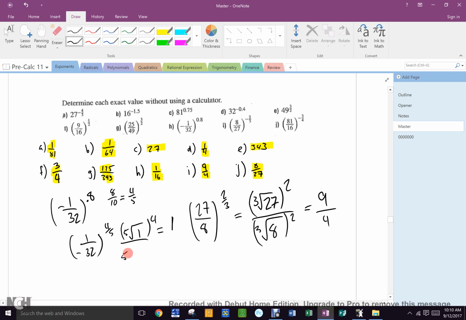Then I need the 5th root of negative 32 to the 4th power. What's the 5th root of 32? 2. 2 times 2 times 2 times 2 times 2. It's 2, right? So it's negative 2, and then I need negative 2 to the 4th power. Is the negative part of the base? It's in brackets. So it's negative 2 times negative 2 times negative 2 times negative 2. 4 negatives make a positive. 2 to the 4th is 16. Good? Okay. Everybody good?